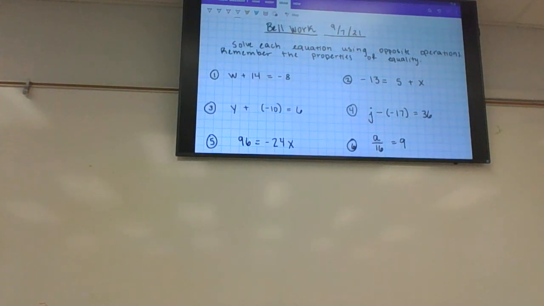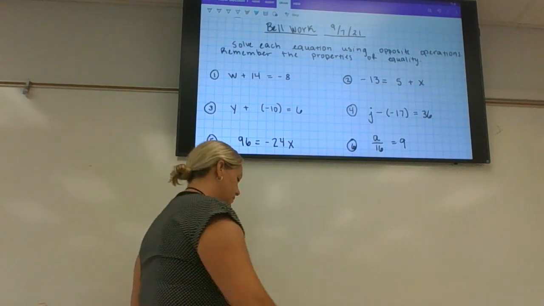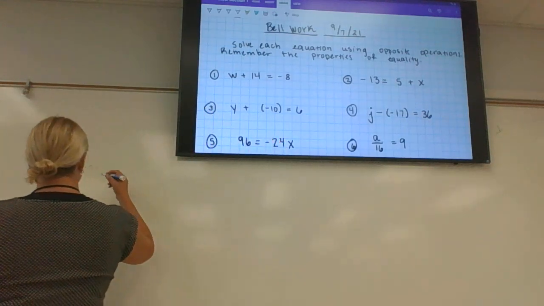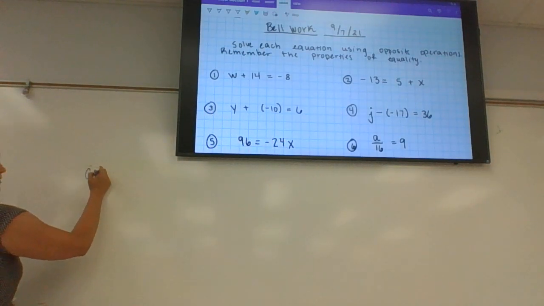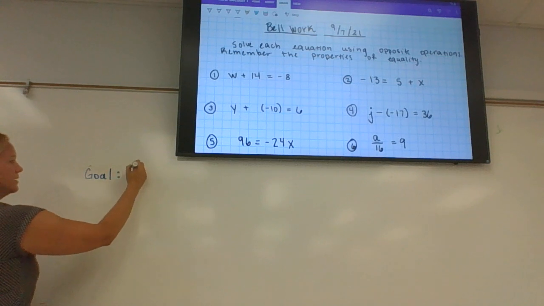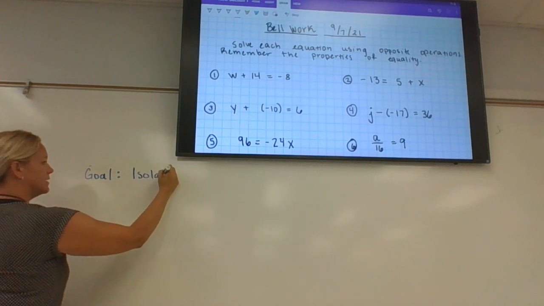So the directions say to use opposite operation. So doing anything to cancel a value out so that your variable is isolated. Your goal is to get the variable alone. I always like to keep that goal in mind. Isolate the letter.